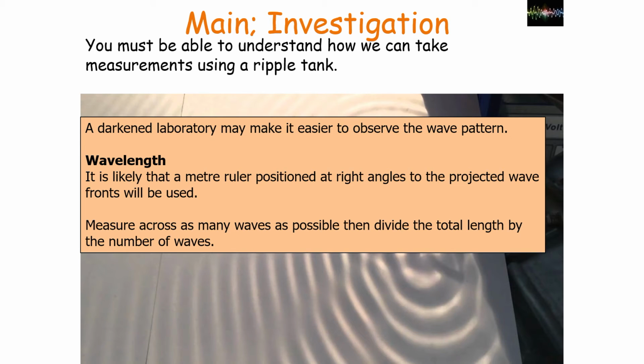You should really use a darkened lab because it makes it easy to observe the wave pattern. And so to measure the wavelength, you will need to position a meter ruler at right angles to the projected wavefronts.